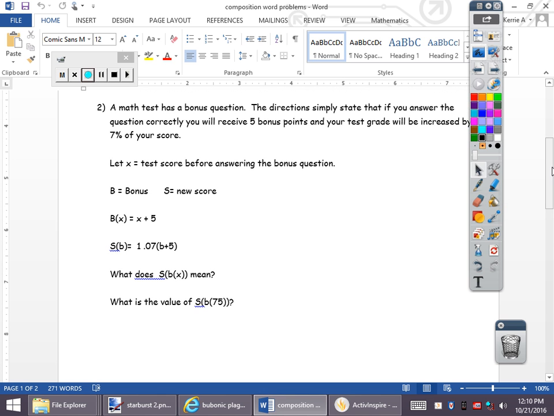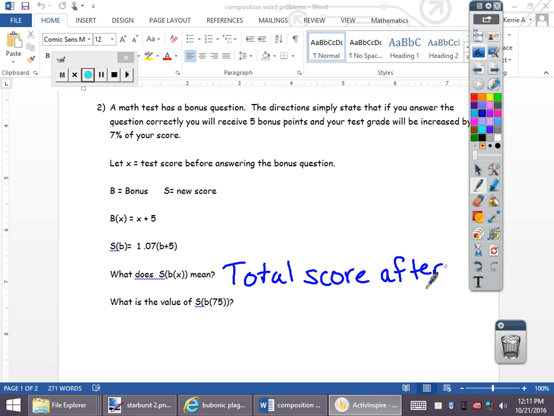A math test has a bonus question, not here, but in other places they still give bonus points. Let X be my test score before answering the bonus question. So what does B of S of X mean? S of B of X. Total score after X bonus points, okay?